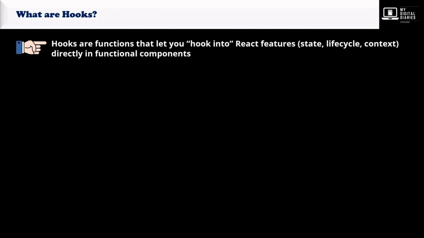Now that we understand the challenges with class components, let's look at what hooks actually are and how they solve these problems. Hooks are simply functions that allow us to use important React features like state, lifecycle methods and context directly inside a functional component. Before hooks, these features were only available in class components. Hooks open the door for functional components to do everything classes could do, but in a cleaner and easier way. Now let's see how hooks solve the problems we talked about earlier.